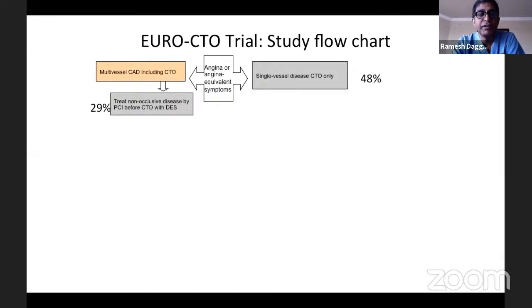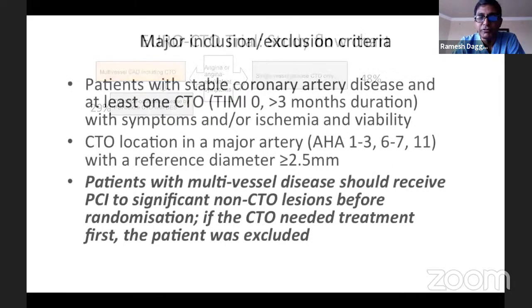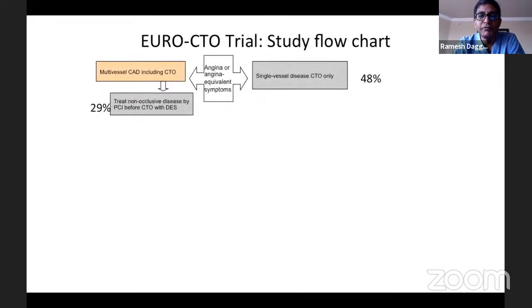And that's where we unfortunately can't do it. We can't come to a consensus on these trials unless we put a lot of effort into these clinical trials. Here is a flow chart of multi-vessel disease CTOs. You actually go ahead and treat non-occlusive disease by PCI. That was done in 29% of the patients. And then if they have angina and only single vessel disease CTO, there are only about 48% of them.